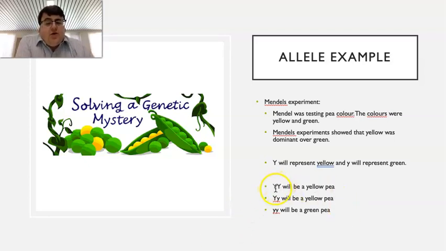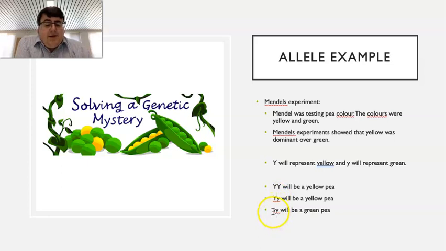So if you've got two dominant alleles here, you'd be classified as homozygous dominant, and you'd be a yellow pea because you've got two of the yellow alleles. This one down here, because it's got one capital Y and one lowercase y, has an allele for yellow and an allele for green. Yellow is dominant over green, so in simple inheritance this has to be a yellow pea because it's got one dominant allele.